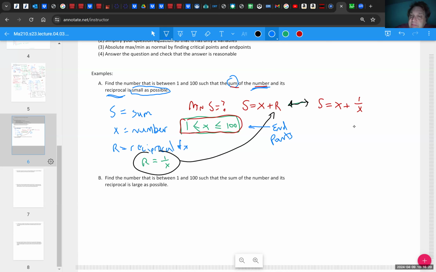So let's go ahead and find some derivatives. So that would be ds dx. The derivative of x is 1. The derivative of 1 over x is minus 1 over x squared. If you don't remember that, remember that the derivative of 1 over x is the same as the derivative of x to the minus 1, which is negative 1 x to the minus 2, which is just negative 1 over x squared. Okay, so that's what my ds dx is, 1 minus 1 over x squared. I need to find out when this is equal to 0. And I also need to find out when it's undefined. Those are how I find my critical points.